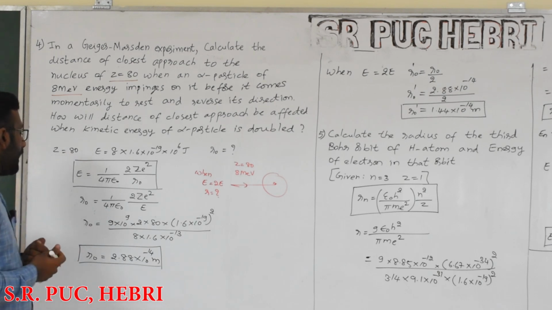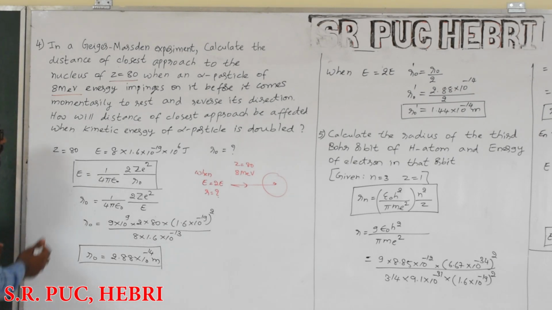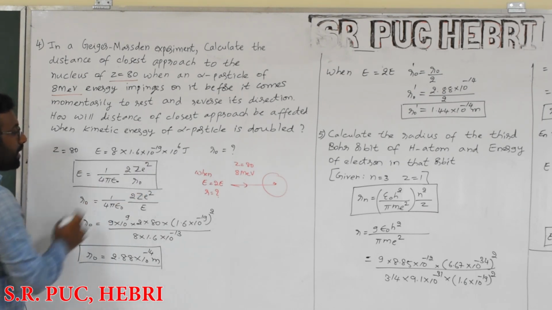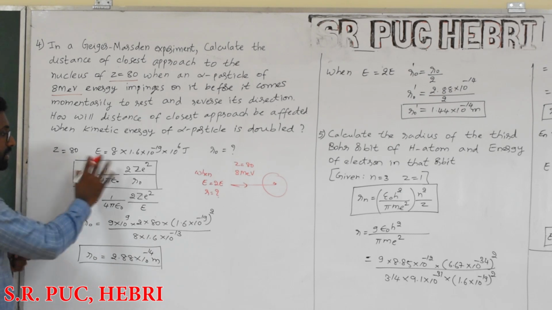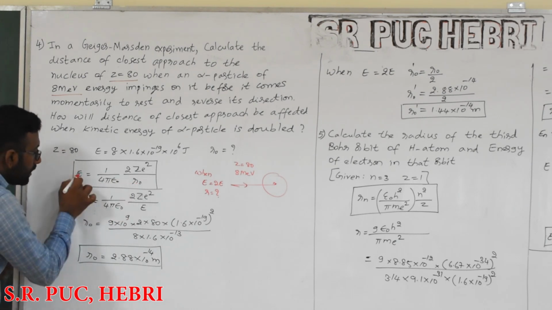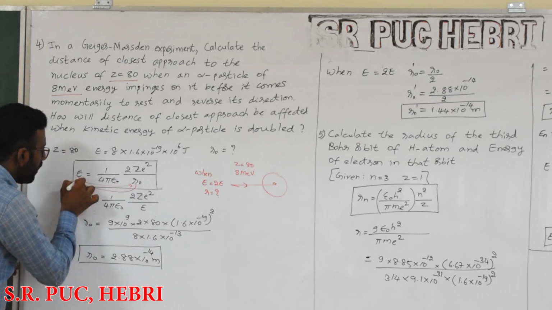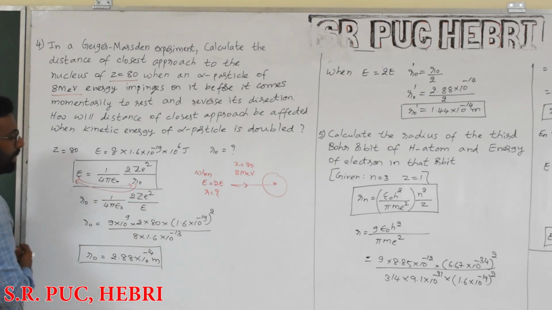So what we need to do is calculate R naught first. The equation is known to us: E is equal to 1 by 4 pi epsilon naught times 2Ze square divided by R naught. You are familiar with this equation. We need R naught, so from this equation, we will take E to this side and R naught to the left. Now what do you get? R naught is equal to 1 by 4 pi epsilon naught times 2Ze square divided by E.